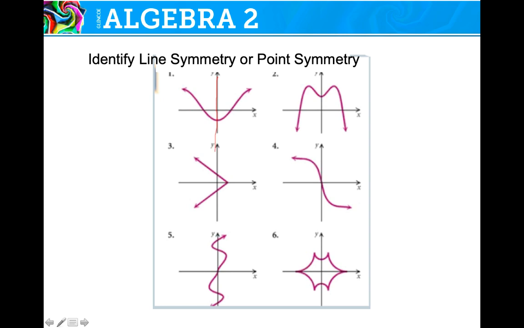Lastly, we've got line symmetry here. We've got line symmetry here. We've got line symmetry going this way. We've got point symmetry here. We've got point symmetry here.